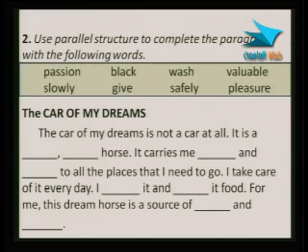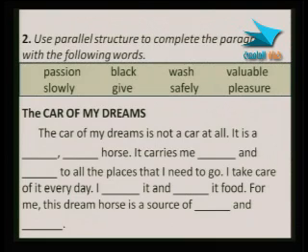It carries me slowly and safely to all the places that I need to go. I take care of it every day. I wash it and I give it food. For me, this dream horse is a source of passion and pleasure. So this is a very big exercise that we have here. How many words? We have 8 words, which we should know the meaning of each one, like passion, slowly, black, give, wash, safely, and valuable, and pleasure.